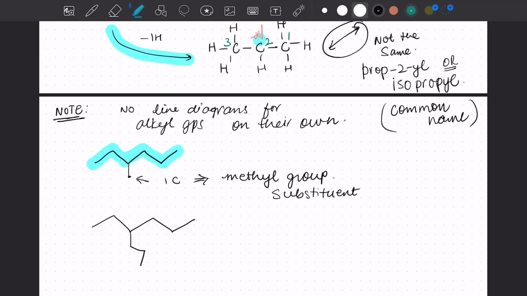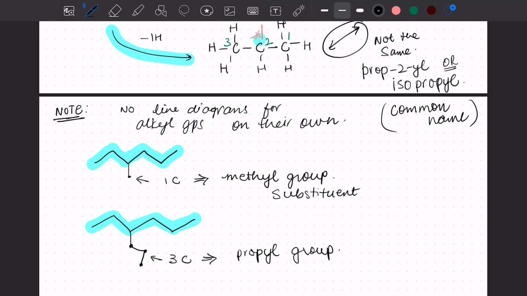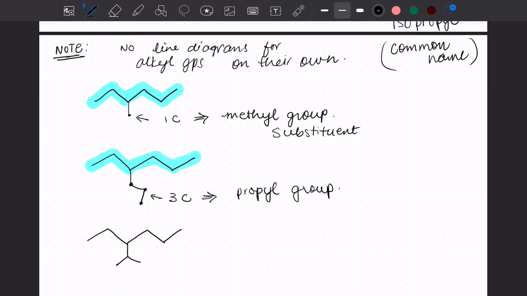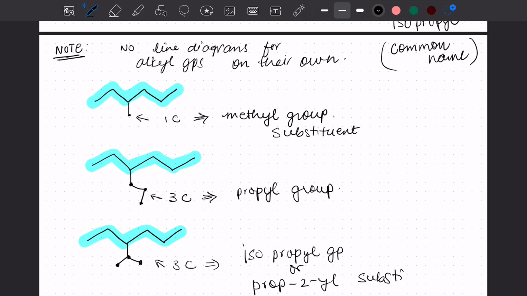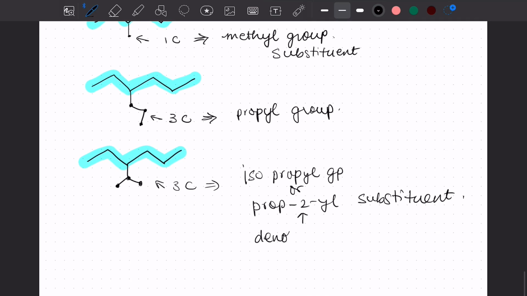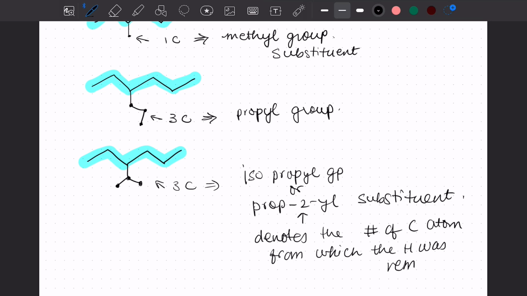In this diagram, you have the same long chain and you have 1, 2, 3 carbon atoms. So the substituent here is a propyl group. Taking the same carbon chain, you have a side chain, the substituent, which also has 3 carbon atoms, but this is an isopropyl group or a prop-2-yl substituent. This tells me that the carbon from which the hydrogen was removed was the second carbon in a propane.